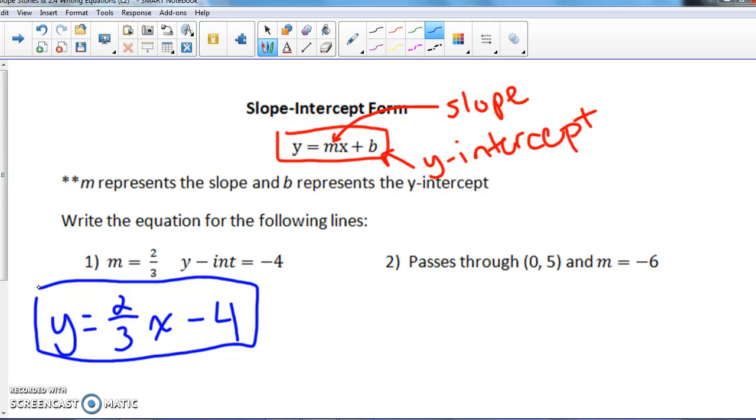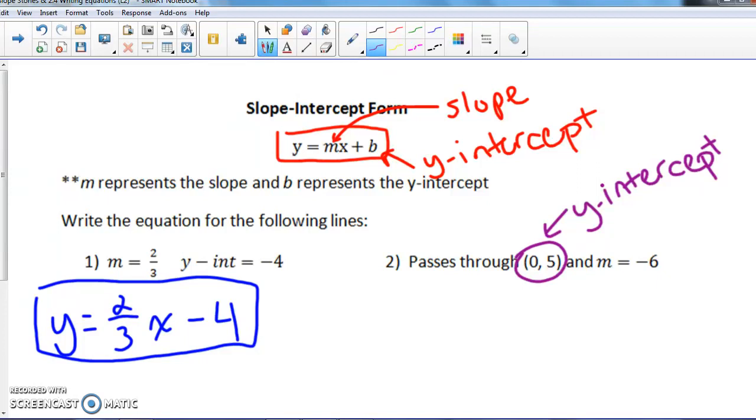Now, number 2 isn't really difficult. You just have to make a realization on your end. When it says passes through (0, 5), like all this stuff we did last week with x and y intercepts, you have to recognize that a coordinate that looks like this is really the y-intercept. We talked about this last week: any ordered pair that is 0, something is the coordinate of a y-intercept. So if the line passes through the point (0, 5), that means 5 is technically your y-intercept.